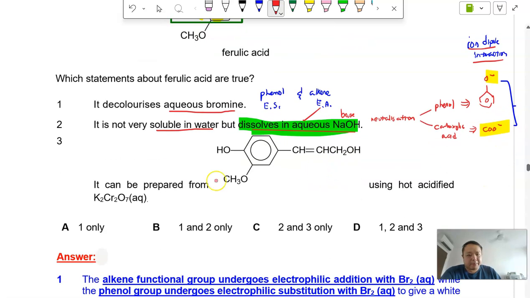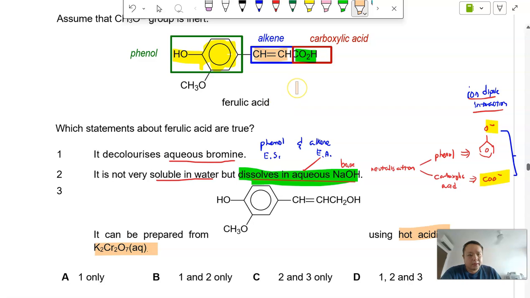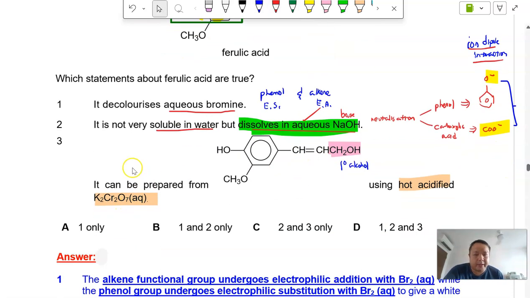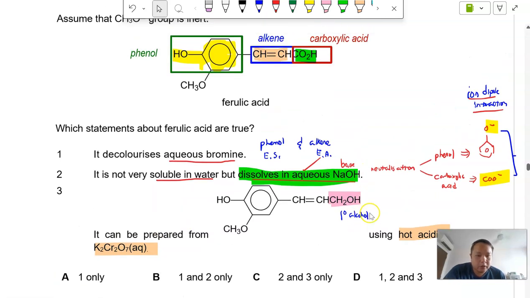Last but not least, statement 3 says it can be prepared from this using hot acidified dichromate. Now, can it be prepared using hot acidified dichromate? If you take a look, the main difference in this molecule compared to ferulic acid is that you have a primary alcohol over here, CH2OH. Now, when we use hot acidified dichromate, it's an oxidizing agent. It will oxidize primary alcohol to aldehyde and then to carboxylic acid.